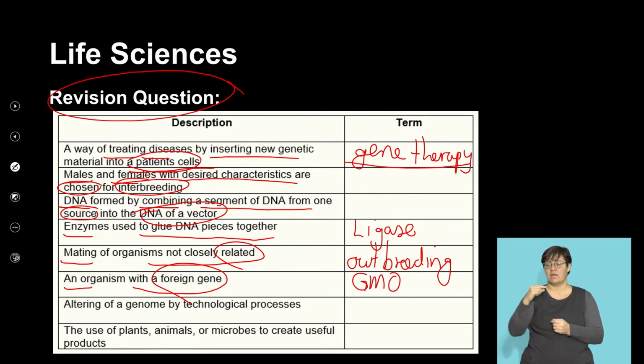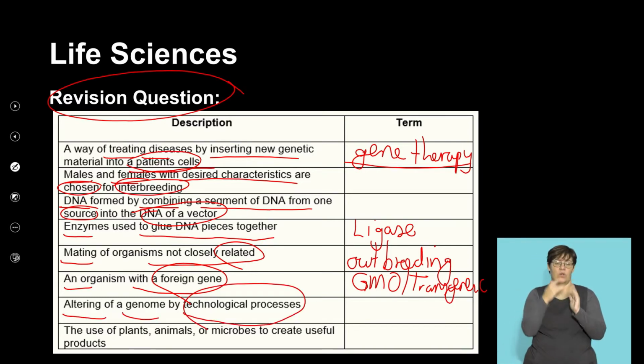An organism with a foreign gene is essentially an individual that we refer to as a genetically modified organism, or some could refer to as a transgenic organism. So these individuals have got genetic information transferred into them. The altering of the genome by a technological process is called gene editing or genetic modification.